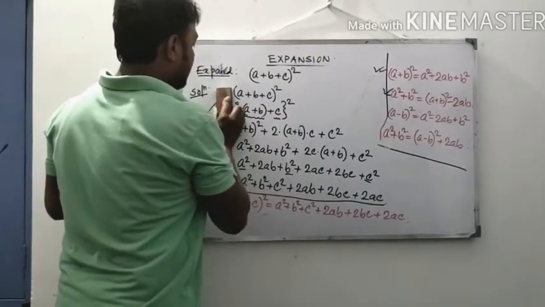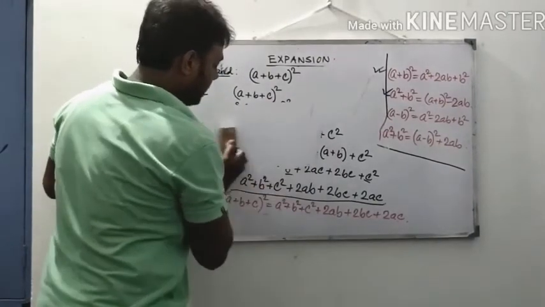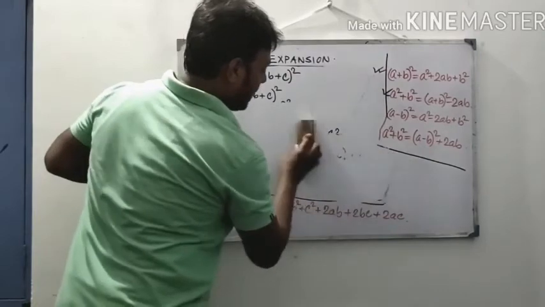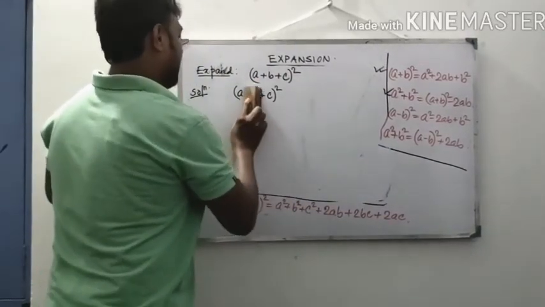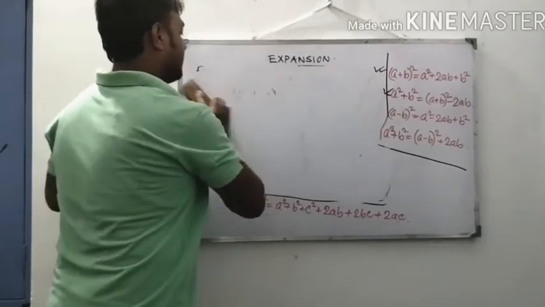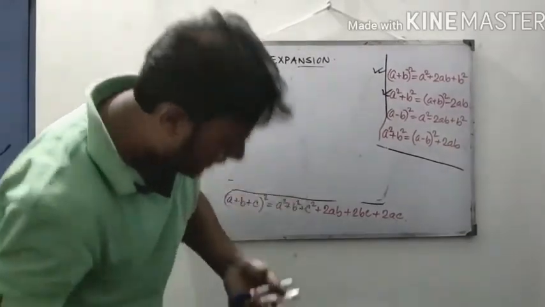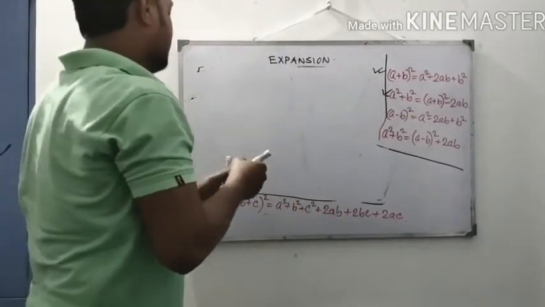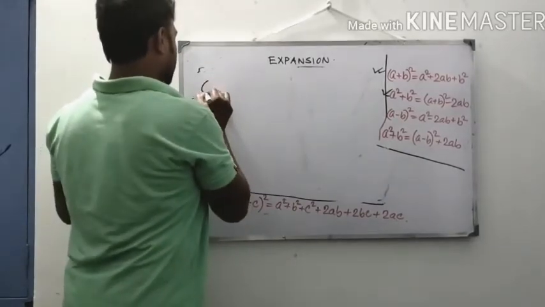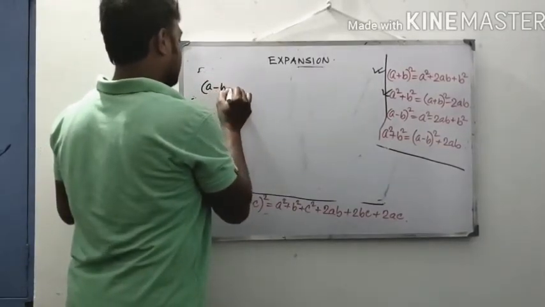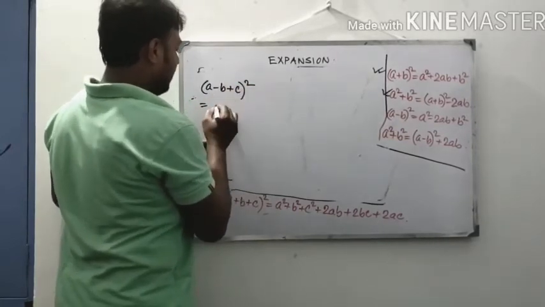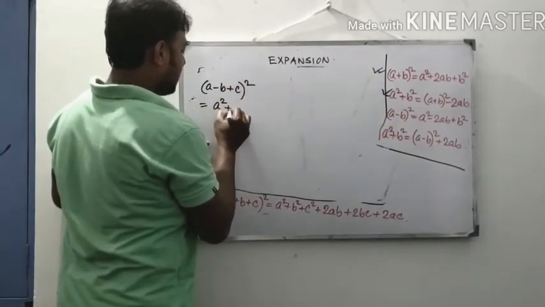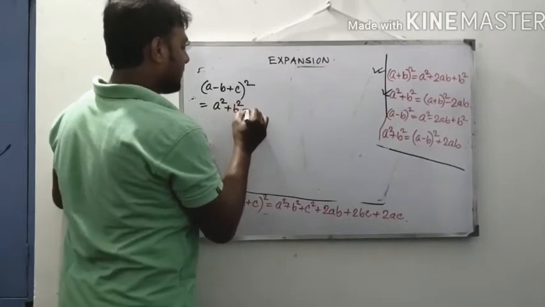Suppose we are going to find out the expanded form of (a - b + c)². What is the identity for (a - b + c)² whole square? Give the individual squares: a² + b², this is always plus, plus c².